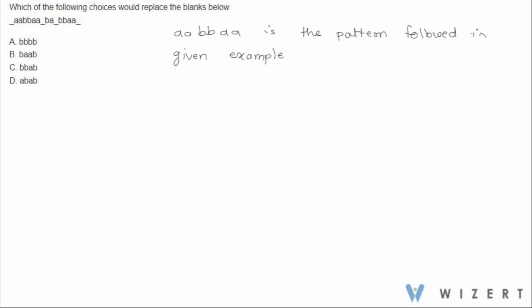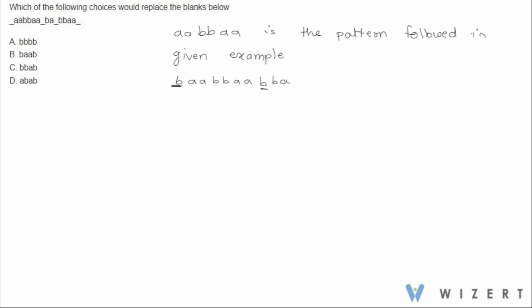Therefore, before A there has to be a B. So the required letters will be B, A, B, B, A. So first will be B. Then after A we have again a B. So second will be B.